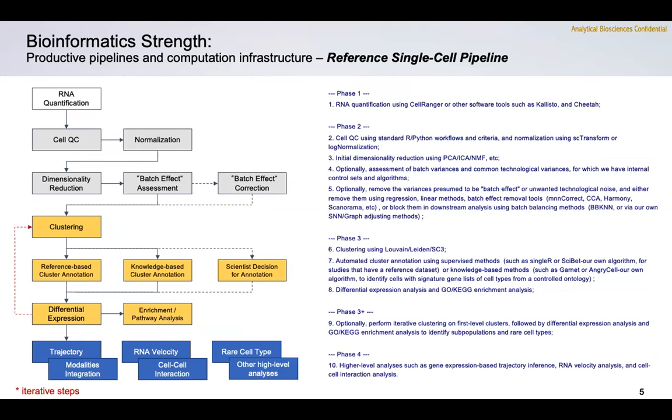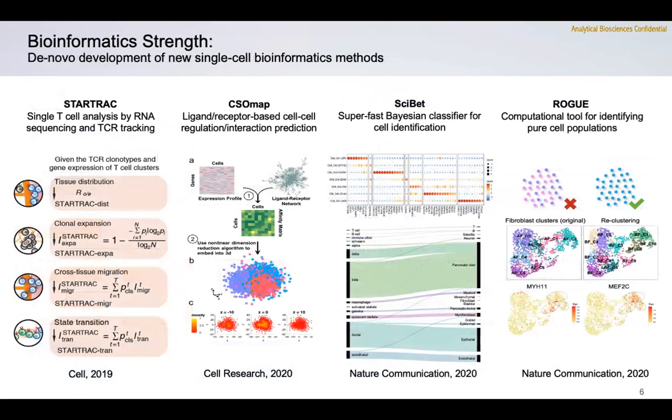Our team in ABio not only provides bioinformatic pipelines, we have also developed new bioinformatic tools, new algorithms to answer new scientific questions. For example, all the tools that you see here are the ones that are developed by our bioinformatic team. StarTrack is for tracking the dynamics of the single cell, CSOMAP for cell-to-cell interaction. Cybet is a fast Bayesian method for cell type annotation, and Roche is for identifying the heterogeneity of the tissue.